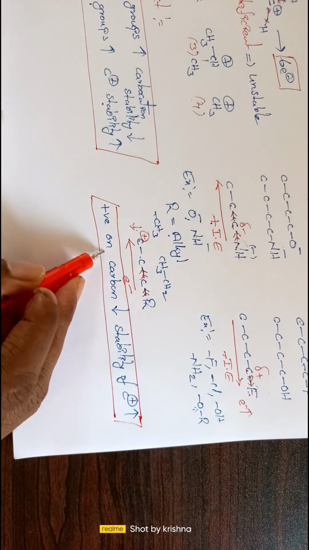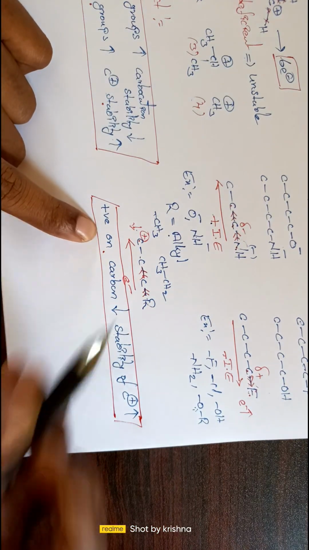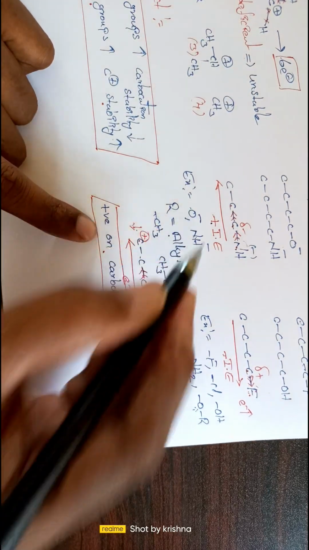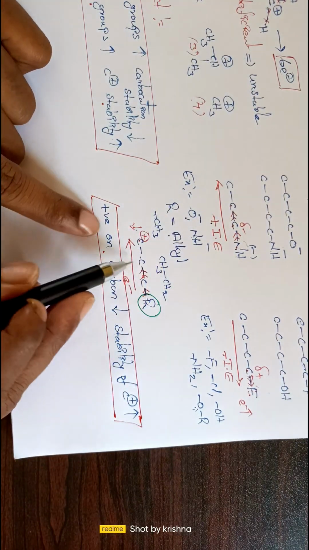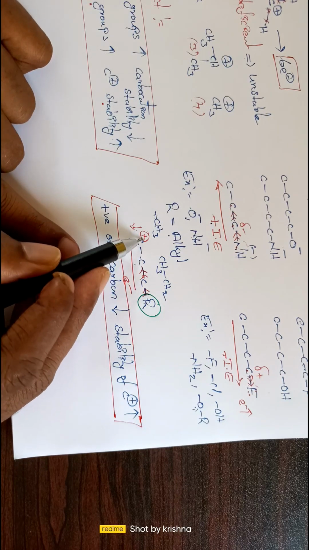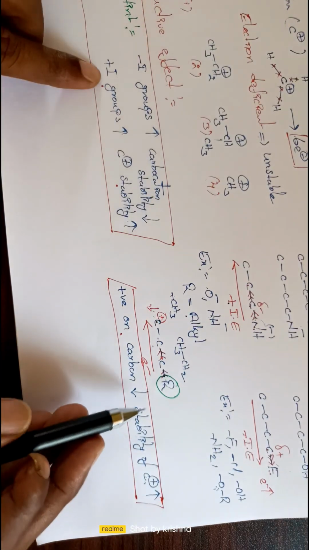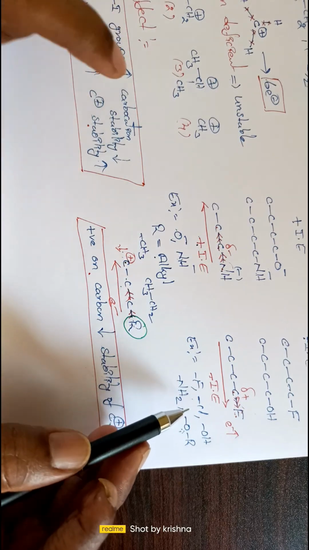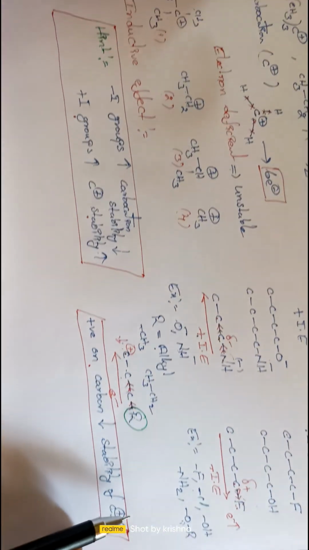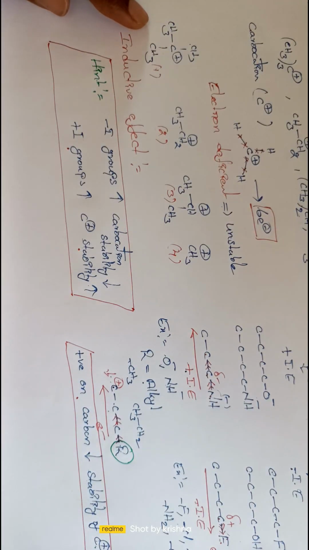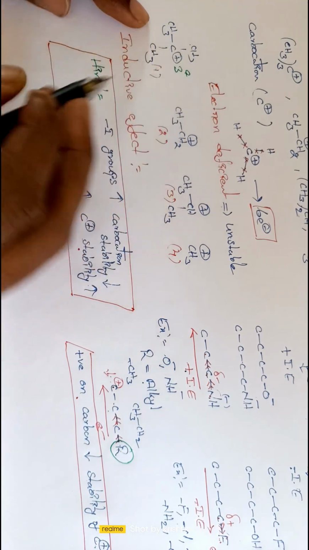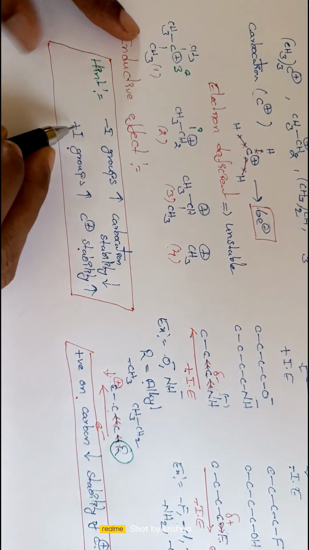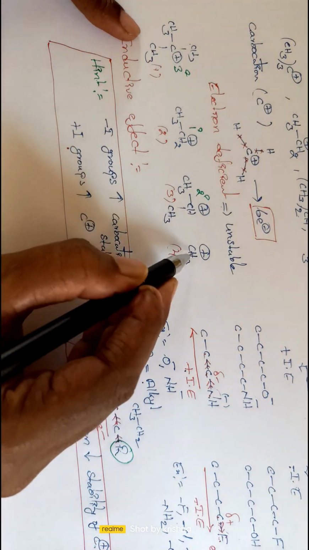When positive charge decreases, if plus I groups, alkyl groups or more electronegative elements having negative charge are connected to the carbon chain, the positive charge density on the carbocation decreases and stability increases. So plus I groups increase the stability of carbocation, minus I groups decrease the stability of carbocation. Based on that point, among the four molecules given here, this is tertiary butyl carbocation, this is primary carbocation, this is secondary carbocation, this is methyl carbocation.